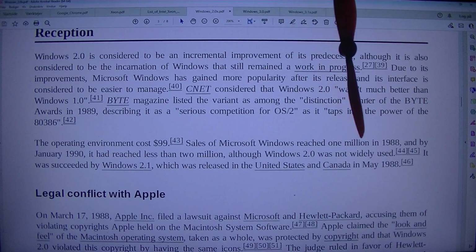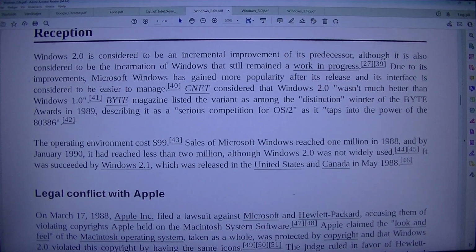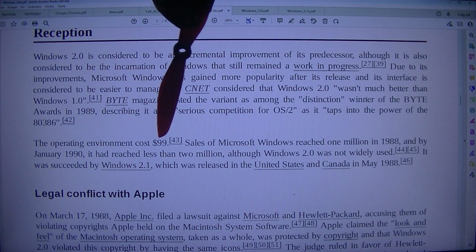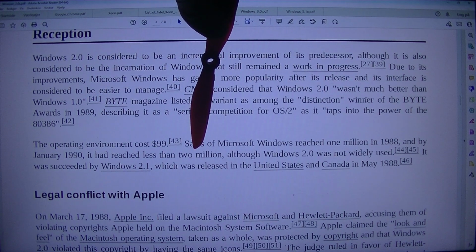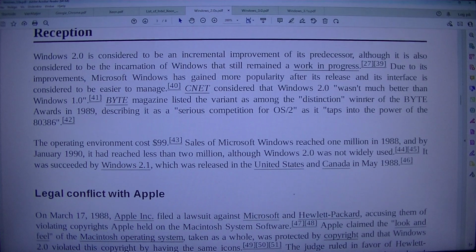1 million sales in 1988. That's $100 million. That's more than 1 billion Danish kroner. And then they sold 2 million copies of Windows 2.0. So that's like $200 million. That's a lot of money. In the late 1980s, that's billions of Danish kroner.